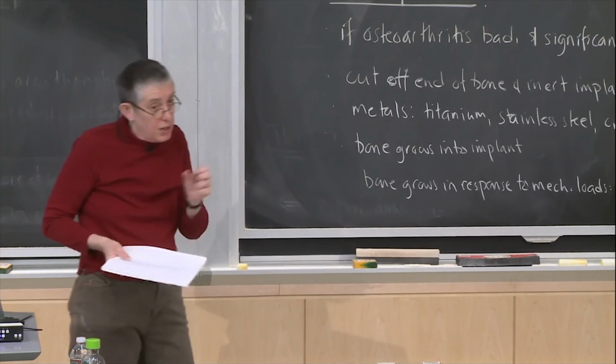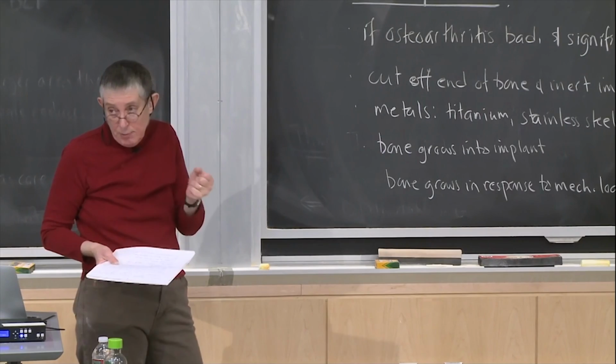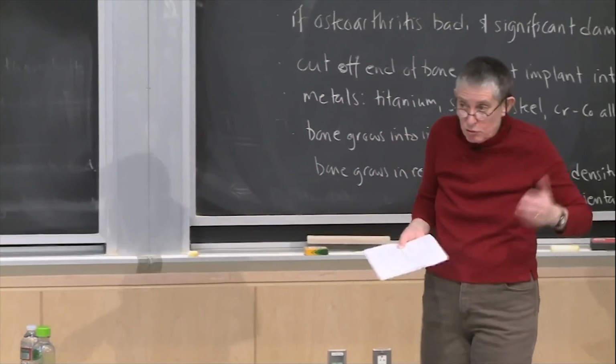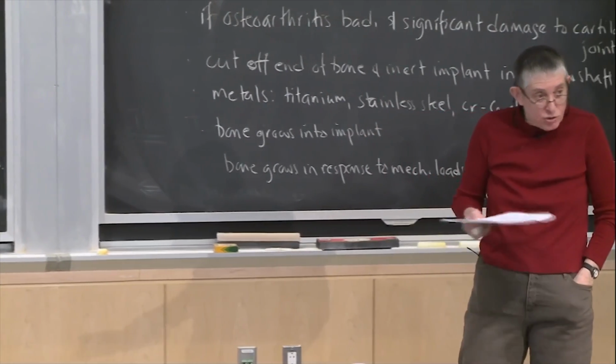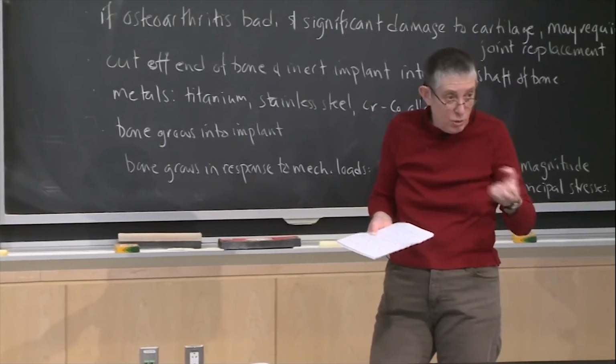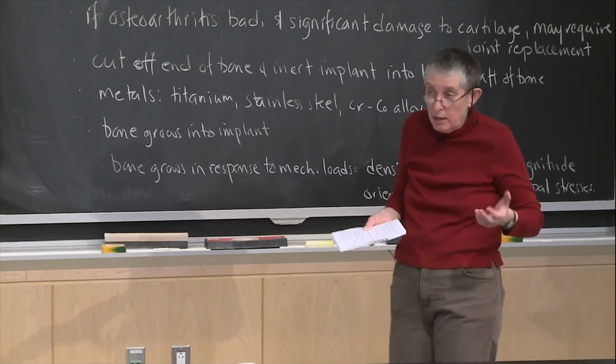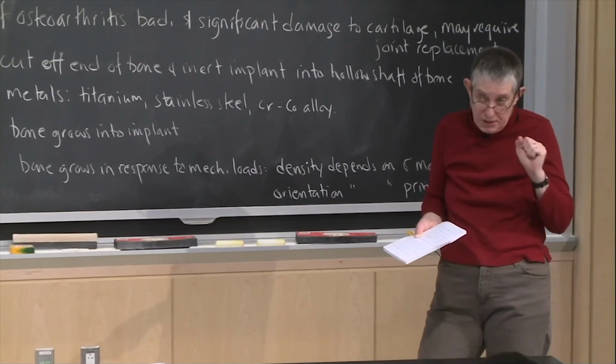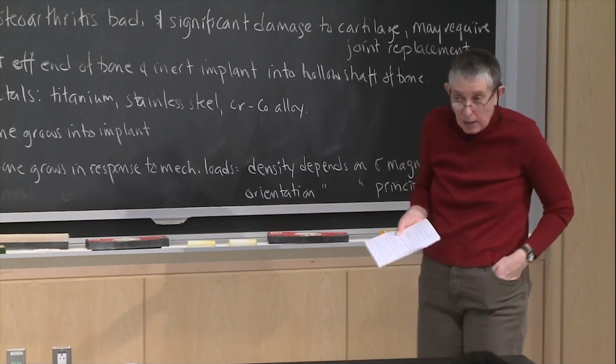And one of the things that can happen is that you can get loosening of the implant. So the bone can grow in initially, but over time you get a different stress field in the bone. If you get a different stress field, then the bone can resorb away from the implant and cause what's called loosening. So if the implant becomes loose, that's clearly not a good thing, it's a bad thing.